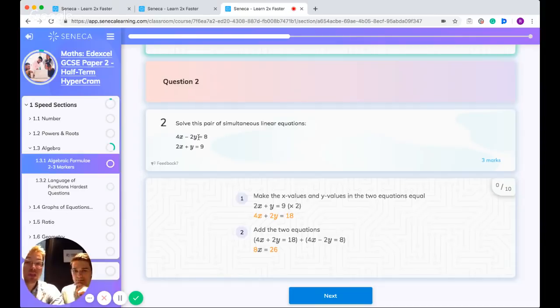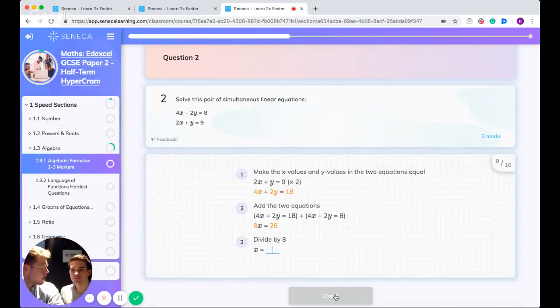So correct. You can choose the x or the y. We went for the y's because then we can add the equations. So we times the bottom one by 2, so we've got 4x plus 2y. And then we add them together, and that gives us 8x equals 26. What do we do next? We just divide by 8, nice, 3.25, and well done, the one.